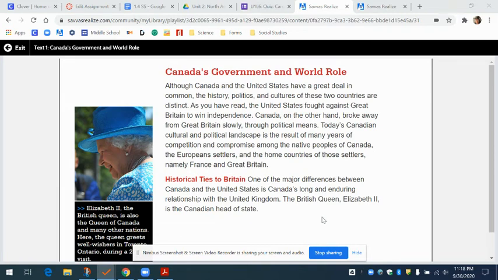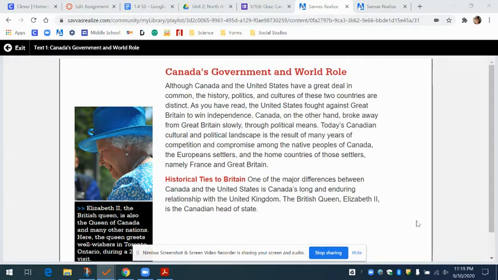Canada's government and world role. Although Canada and the United States have a great deal in common, the history, politics, and cultures of these two countries are distinct. As you have read, the United States fought against Great Britain to win independence. Canada, on the other hand, broke away from Great Britain slowly through political means. Today's Canadian culture and political landscape is a result of many years of competition and compromise among the native peoples of Canada, the European settlers, and the home countries of those settlers, namely France and Great Britain.